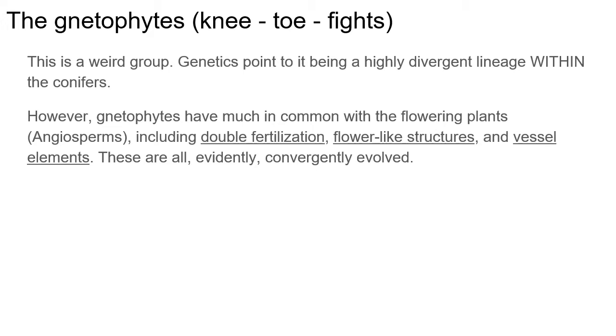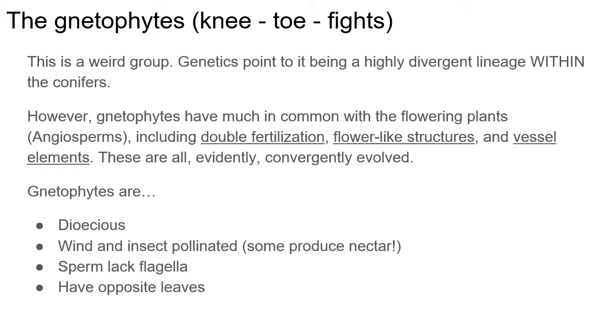So this group is weird. Genetics point to it being this highly divergent lineage within the conifers, but they look a lot like Angiosperms. So before, we thought maybe the Gnetophytes were this transitional group between the Gymnosperms and Angiosperms because they have things like double fertilization, which you're about to learn about. They have flower-like structures, and they have vessel elements, which you do know about, and those evolved within the Angiosperms. So very specific examples of this convergent evolution. So morphologically, we place them closer to the Angiosperms, but genetically, they fall within the conifers, which is very weird.